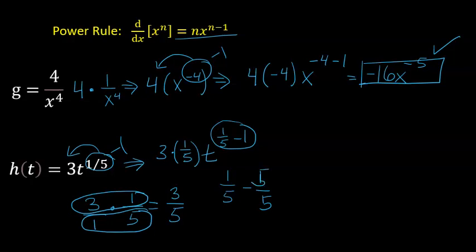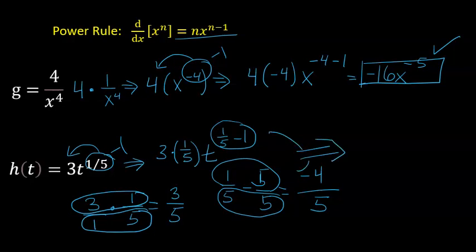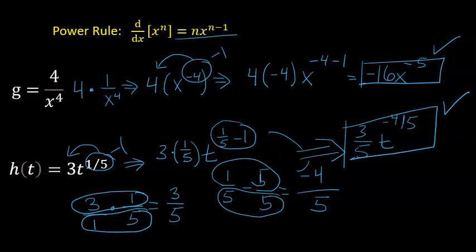Right? Whatever you do at the bottom, you have to do to the top. Now I'm going to subtract. I'm subtracting the bottom numbers. I'm subtracting the top numbers. The bottom stays 5. 1 minus 5 is negative 4. Right? So now I have my answers for the first part of the t and then the back part of the t. So all of this becomes 3 over 5 t with the exponent being negative 4/5. This is my answer right here.